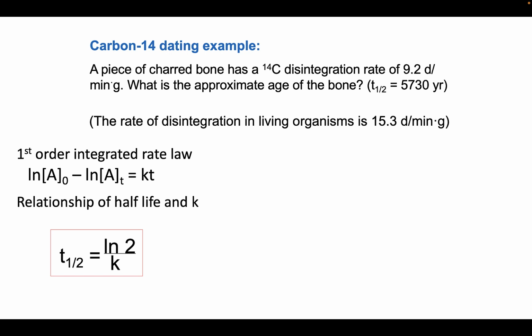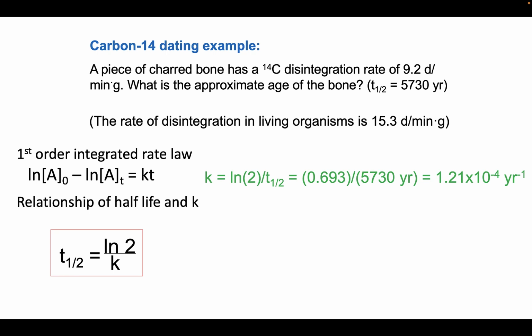All right, hopefully you were able to give this a shot. First thing, again, is we want to solve for K. So K is equal to the natural log of 2 over the half-life. I've just rearranged the equation in the bottom left. And we end up with a K value of 1.21 times 10 to the negative 4 per year.